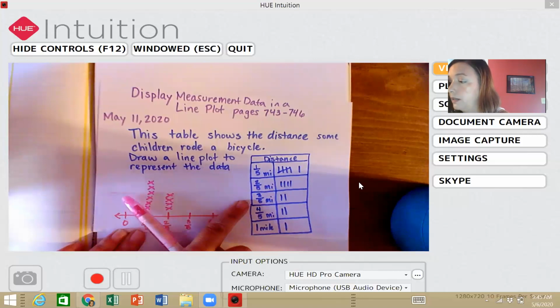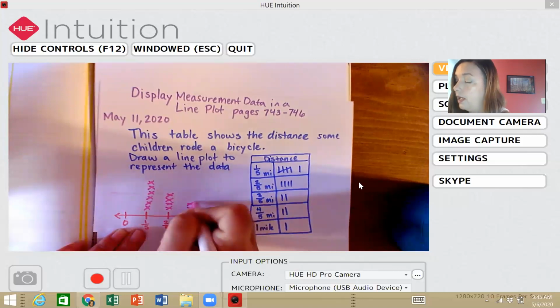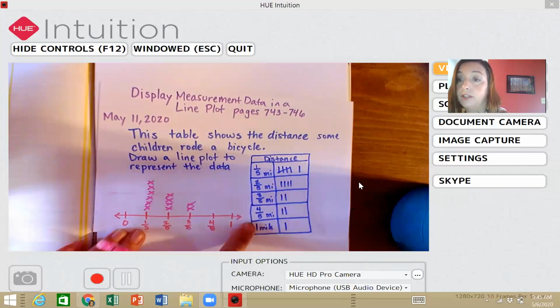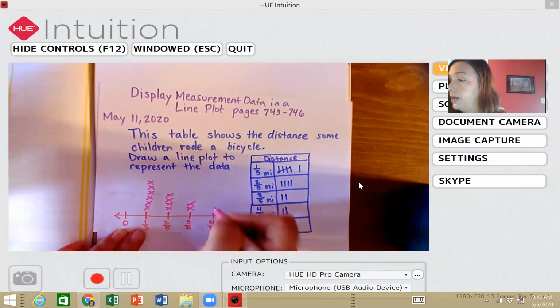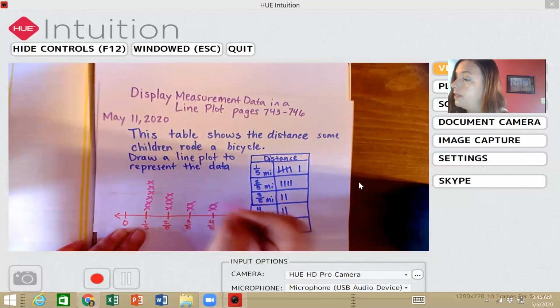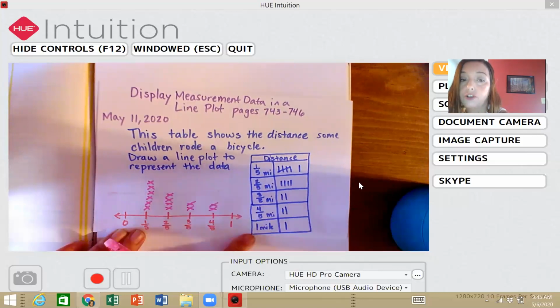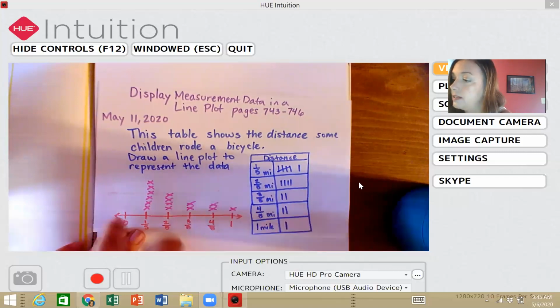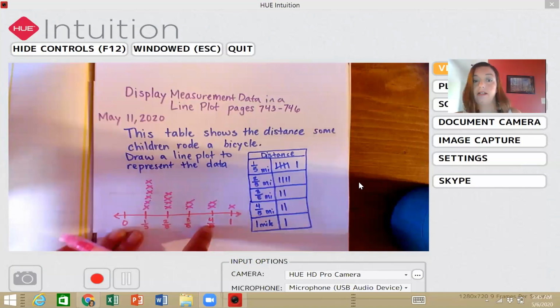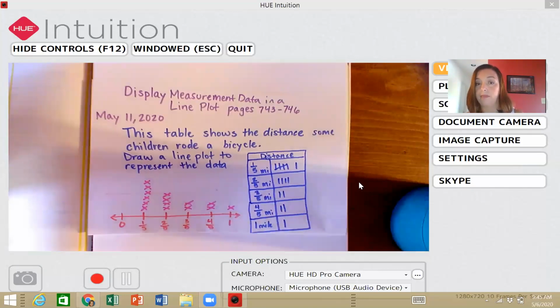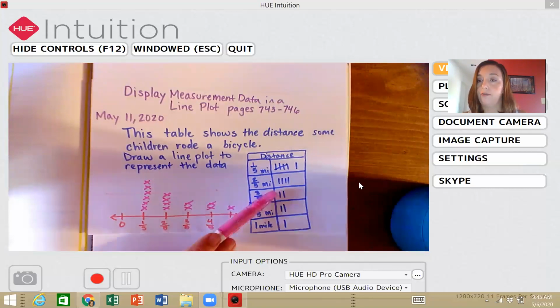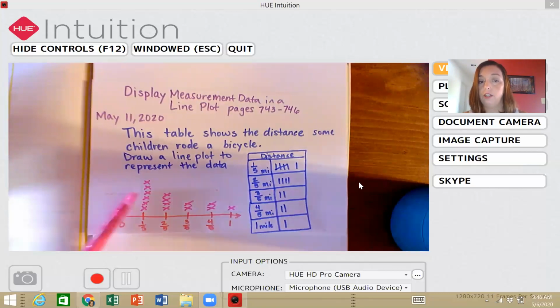For 3/5 of a mile, I have 2 children. So I'm going to mark 2 X's. For 4/5 of a mile, I have 2 children. So I'm going to mark 2 X's. And then 1 mile, I had 1 child ride that distance, so I'm going to mark 1 X. So this is a line plot because I created a number line and then I represented the measurement data from the table on the line plot by marking X's to show how many children rode that distance, okay?